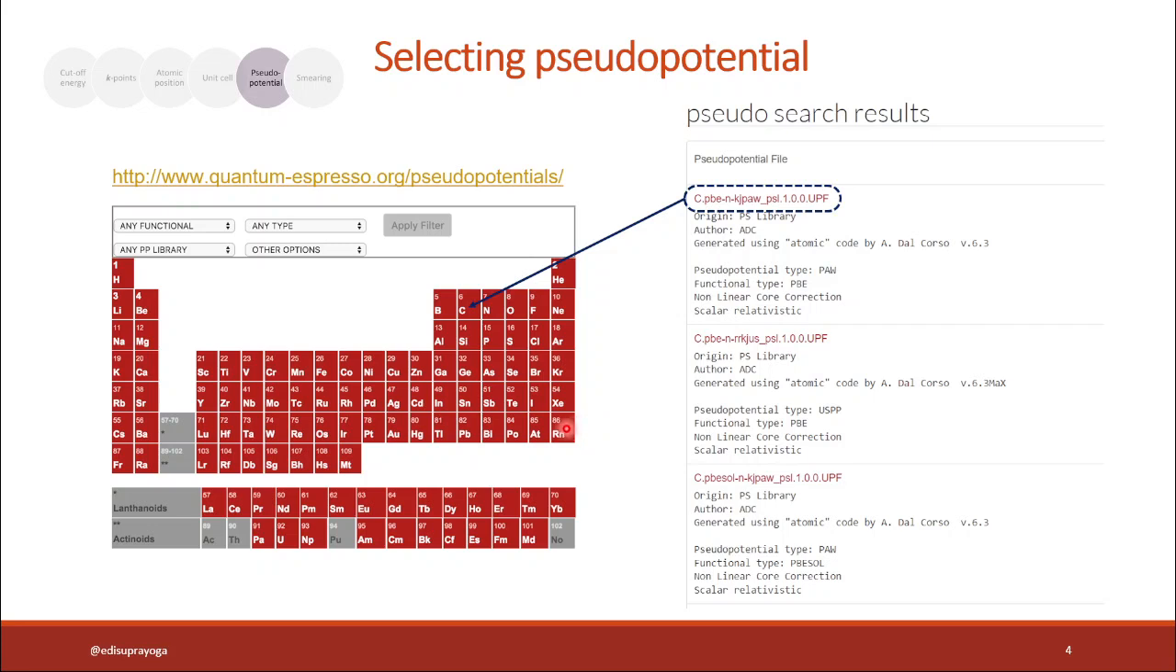Since we saw how to obtain the lattice constant of graphene in the previous video, in this tutorial we will compare the lattice constant for several pseudopotentials.